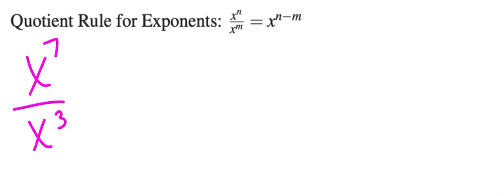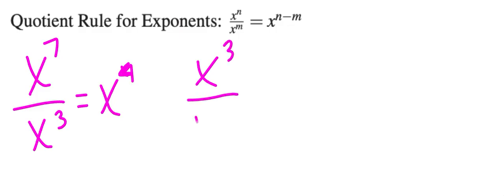So for example, if we had x to the power of 7 over x to the power of 3, we would keep the base of x the same and then subtract the exponent. 7 take away 3 leaves us with 4.